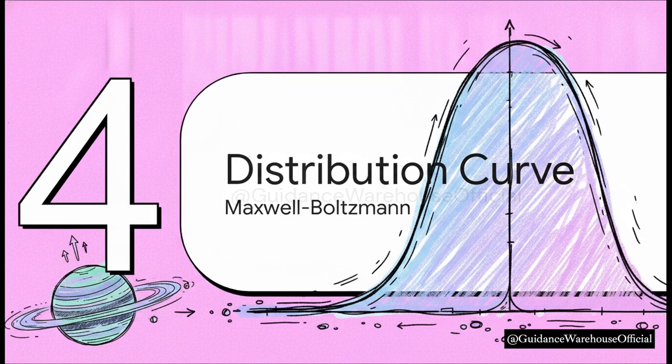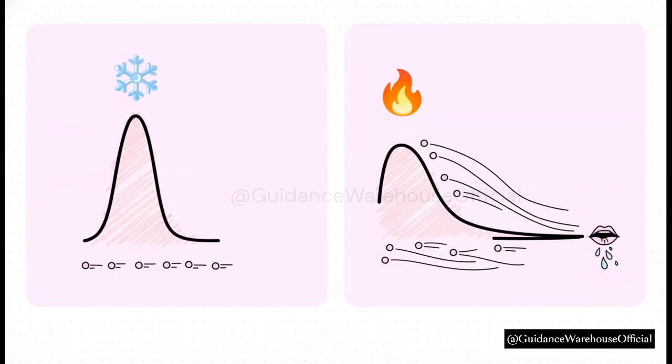Section 4. The speed distribution curve, the Maxwell-Boltzmann distribution. Now let's refine this idea a bit. When I said molecules in a room travel at 511 meters per second, remember, that was an average. In reality, in a massive group of molecules, they're colliding billions of times a second, trading energy back and forth, which creates what we call a Maxwell-Boltzmann distribution curve.